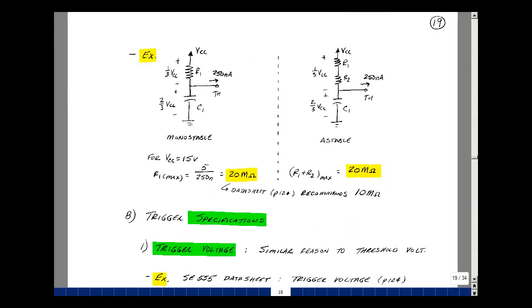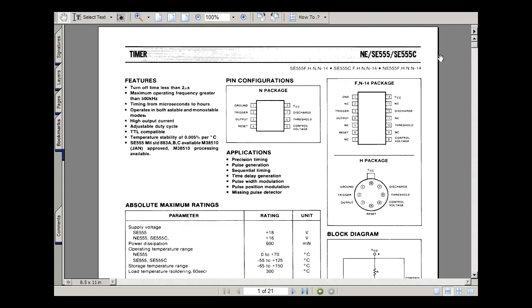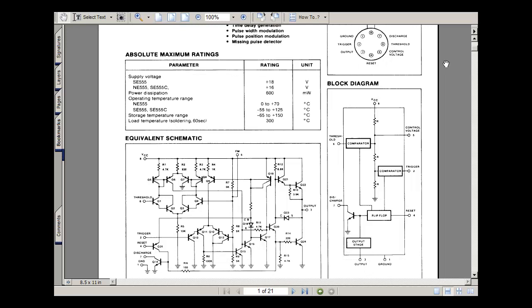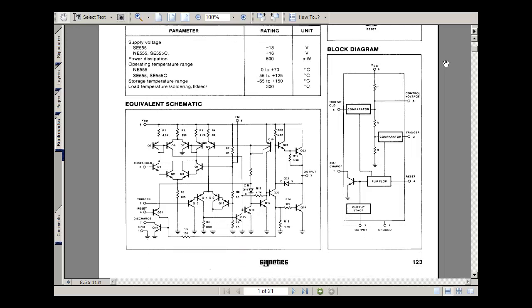Before I go on, let's take a look at the data sheet and take a look at those parameters. Here's our data sheet for the 555 timer. And at the bottom of the page, these are the numbers I'm referring to. So this is page 123. It was part of a book that Signetics put out. Here's that schematic that we showed before. And here's a functional block diagram of the 555 timer.